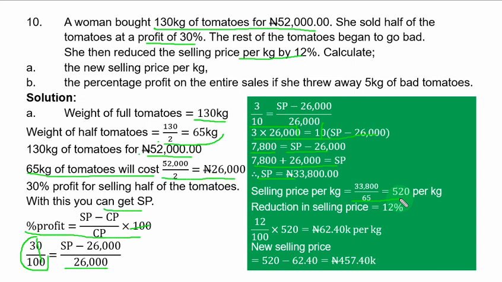The seller reduced this selling price by 12%. So you calculate 12% of 520 in this form, and that gives 62.40 per kg. That is 62 naira 40 kobo per kg. So the new selling price is removing the 12% reduction from the old selling price. That is 520 minus 62.40, and that is 457 naira 40 kobo as the new selling price. This selling price is per kg, that is 1 kg.